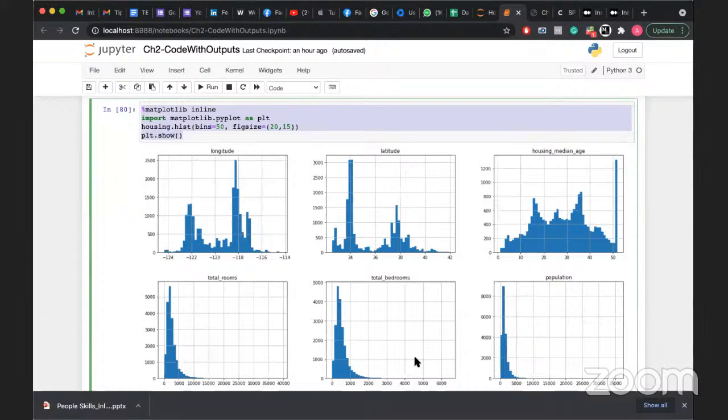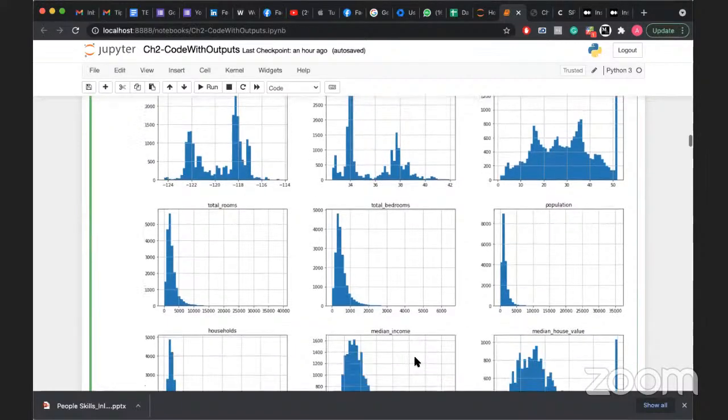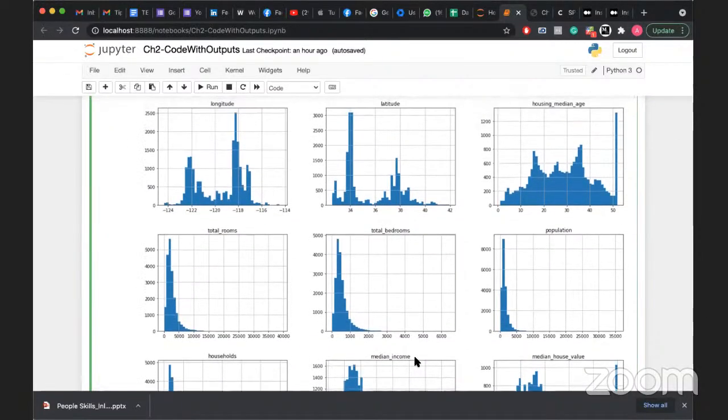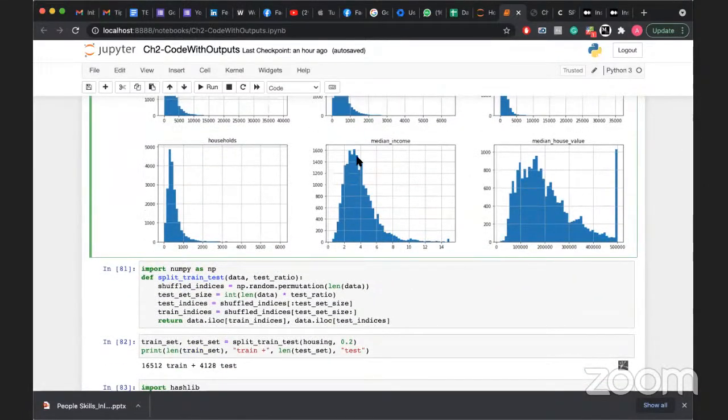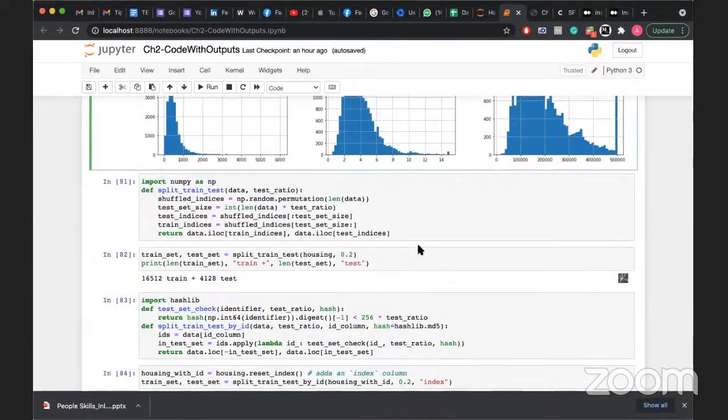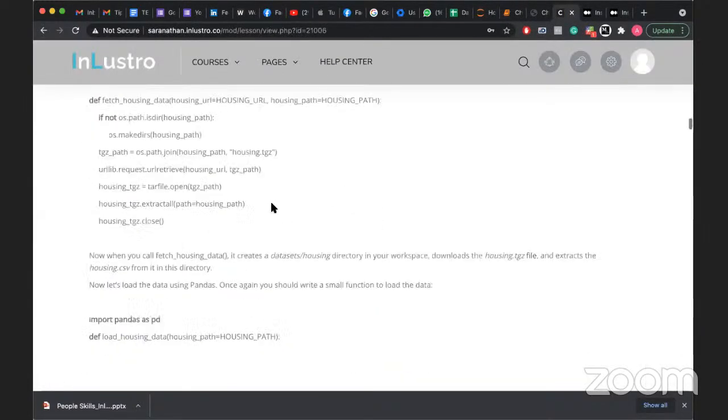Good, good. So, do you see any bell-shaped curves here? Any bell-shaped curves? This one is close to a bell shape, right? Okay. Now, before we go further, let's go back a bit to the lesson and understand a few more concepts before we come back.